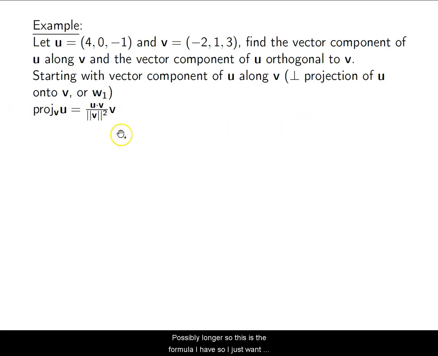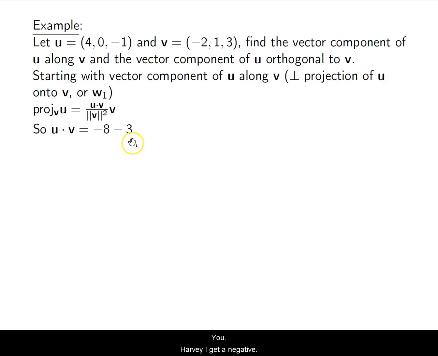So this is the formula I have. So I just want to find this, right? I'm going to have to find the dot product, and I'm going to have to find the norm squared. Remember, this is a vector. This is a scalar times a vector. Okay, so I will get a new vector out here. It'll be some scalar multiple of v. Obviously, we just went through the proof of that, right? But this whole thing is a scalar.